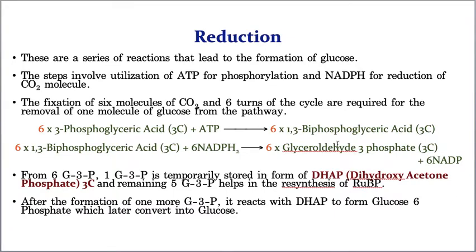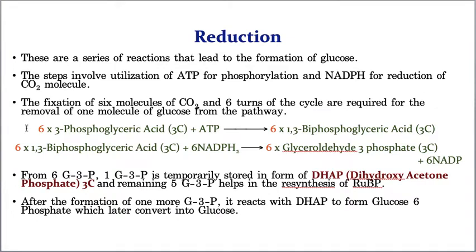Now, due to the flow of reactions, the reduction results in the formation of glucose. These reduction steps involve the utilization of ATP and also the NADPH of the light reaction.